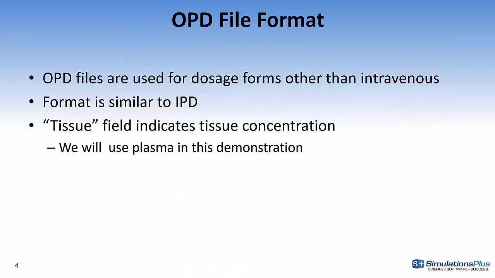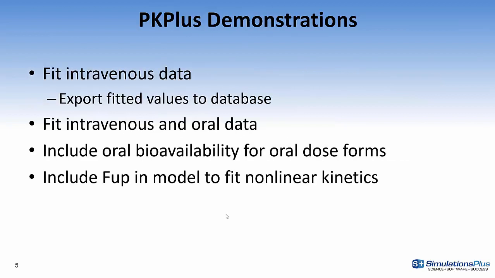OPD files are similar to IPD files, but they are used for dosage forms other than intravenous. The format is similar to IPD, as I mentioned. There's a tissue field that indicates the tissue type, and in the examples I'll show, the tissue equals plasma.